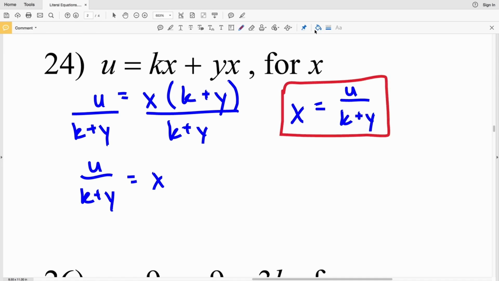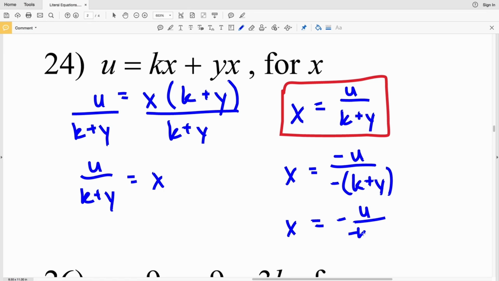And again, on the answer key, they added a negative over a negative. So this will be x equals negative u over negative k plus y, since a negative over a negative is the same as a positive over a positive. And then they distributed the negative below. So they said x equals negative u all over negative k minus y. So for number 24, it's simpler just to have x equal to u over k plus y.